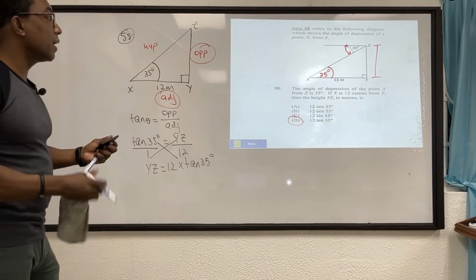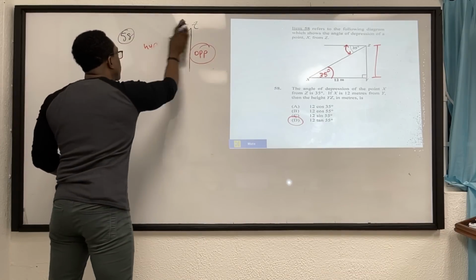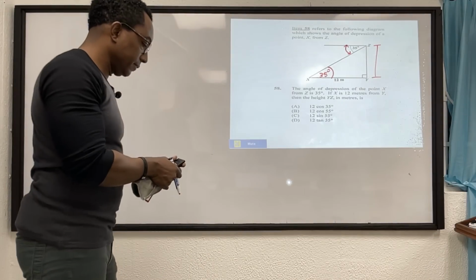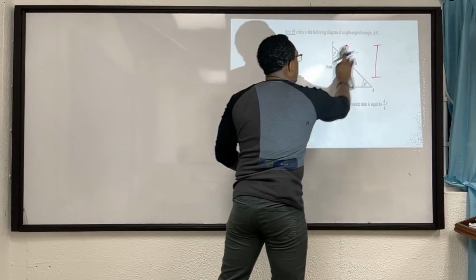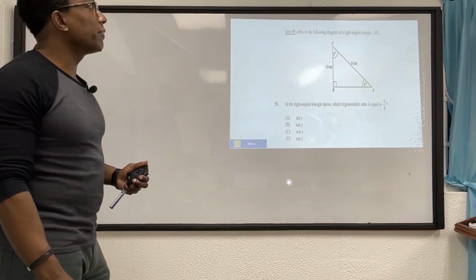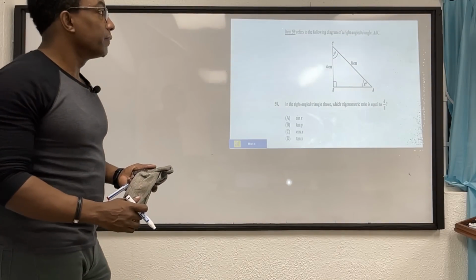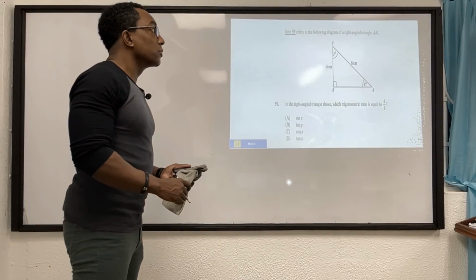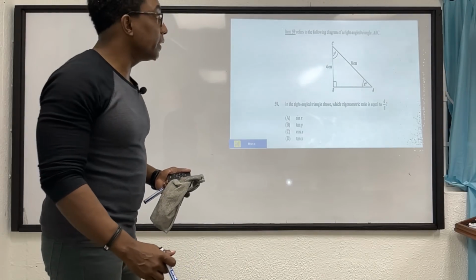So let's look at question 59. Item 59 refers to the following diagram of a right angle triangle ABC. In the right angle triangle above, which trigonometric ratio is equal to 4 over 8? So 4 over 8 will correspond to the acute angle x degrees.